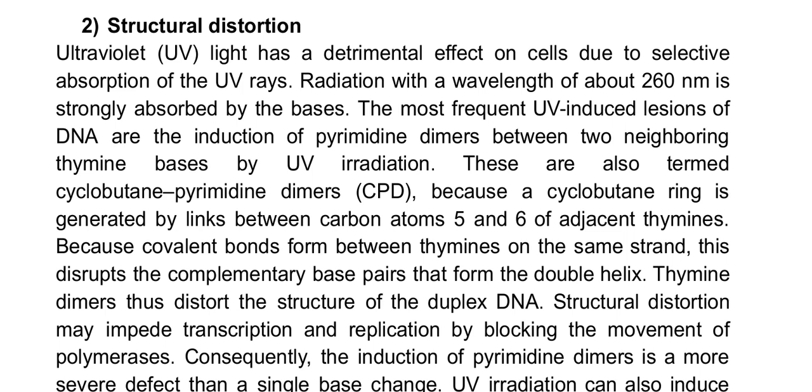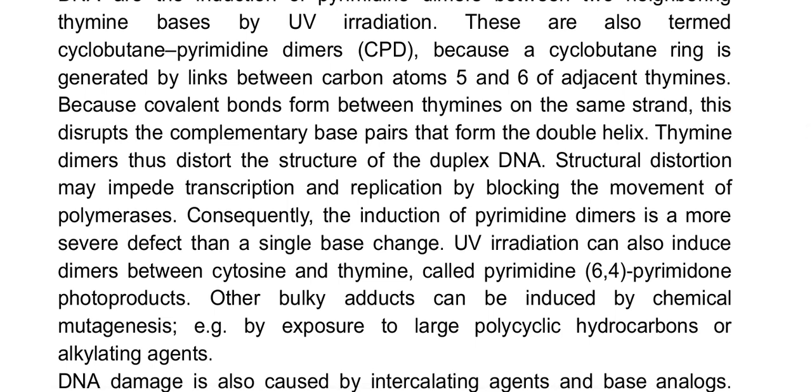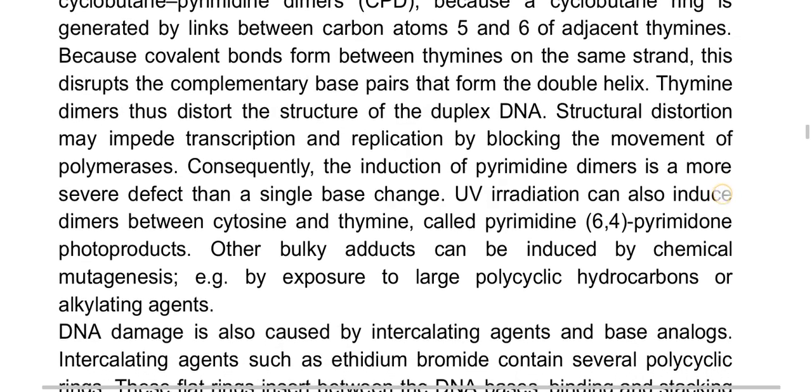These are also termed cyclobutane pyrimidine dimers because a cyclobutane ring is generated by links between carbon atoms 5 and 6 of adjacent thymines. Because covalent bonds form between thymines on the same strand, this disrupts the complementary base pairs that form the double helix. Thymine dimers thus distort the structure of the duplex DNA. This structural distortion may impede transcription and replication by blocking the movement of polymerase. Consequently, the presence of pyrimidine dimers is a more severe defect than a single base change.